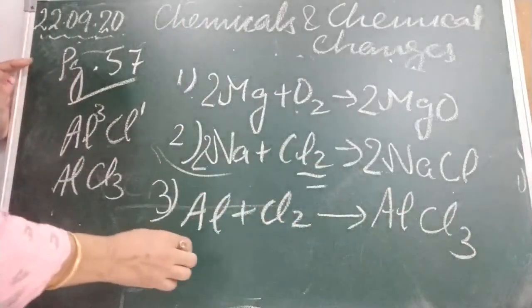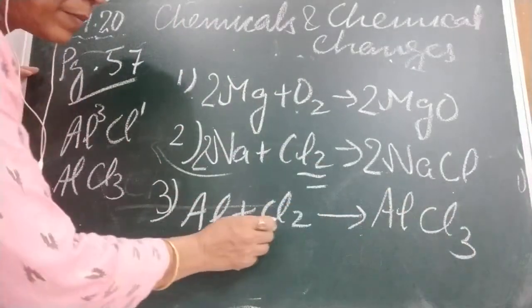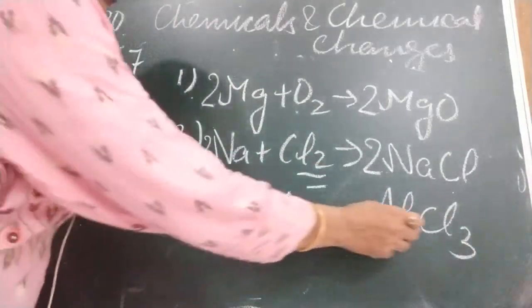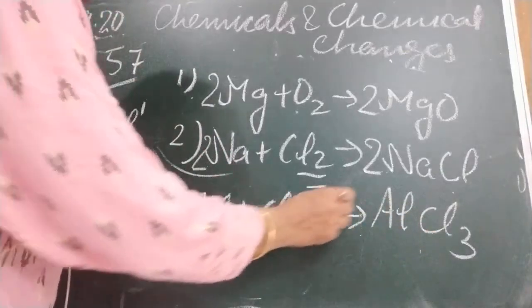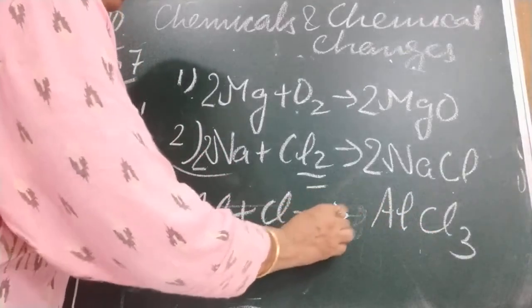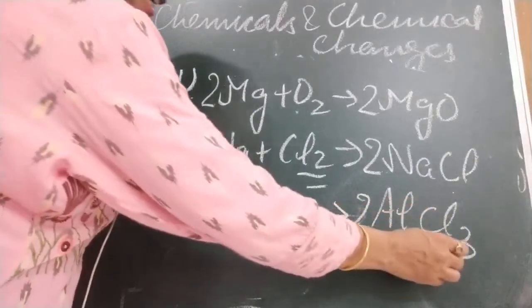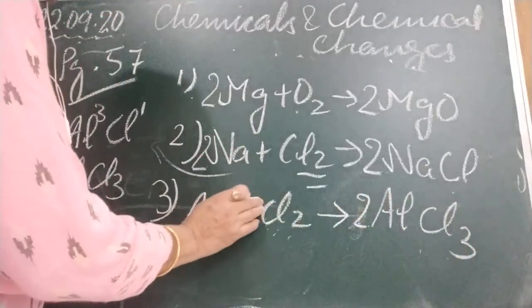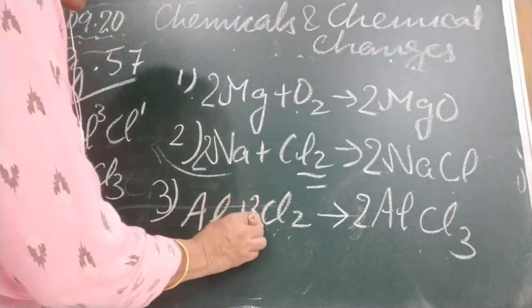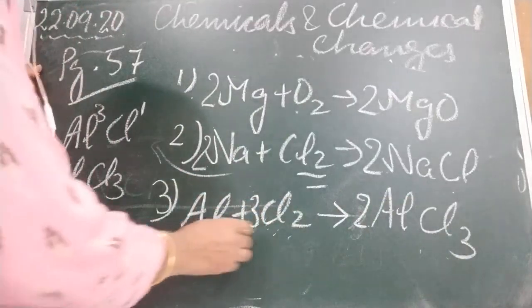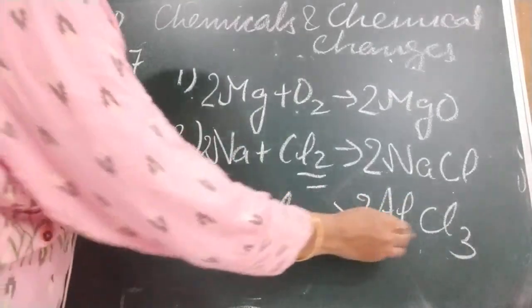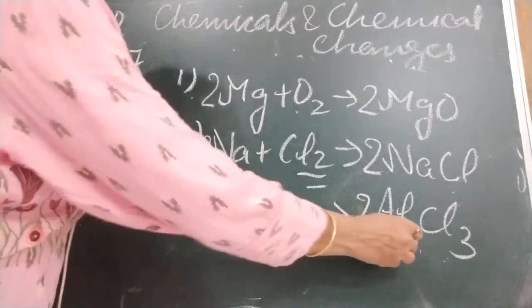Now balance it. Al is 1 here, but Cl is 2 here and 3 on the other side. So what are you going to do? If you make 2 molecules, then Cl would be 6. So how do you make it 6 here? By writing 3 here, 3 twos are 6. This is also 6, this is also 6. But Al is 2.